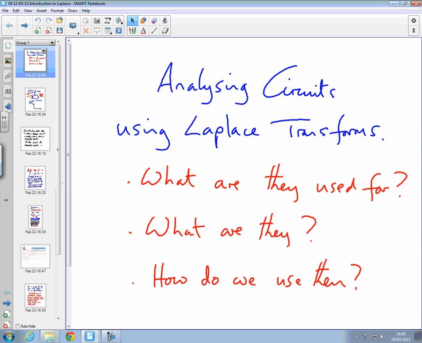So, analysing circuits using Laplace transforms. We're going to spend a short time now introducing it. That's going to be this little video clip, and then over the next few weeks we'll be looking at some examples of how we can use them to look at circuits. We're going to think about what they're used for, what they are, and how we use them.